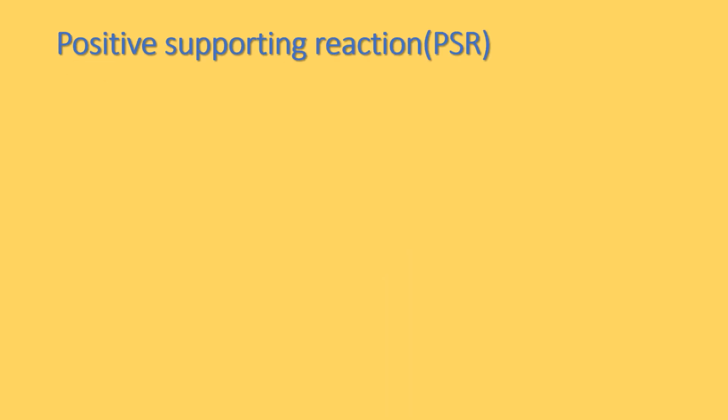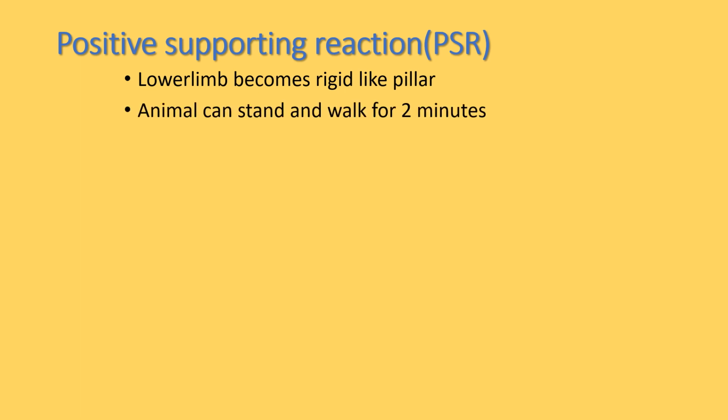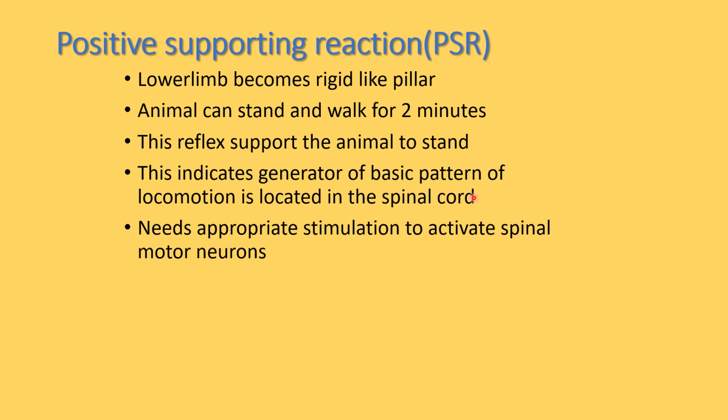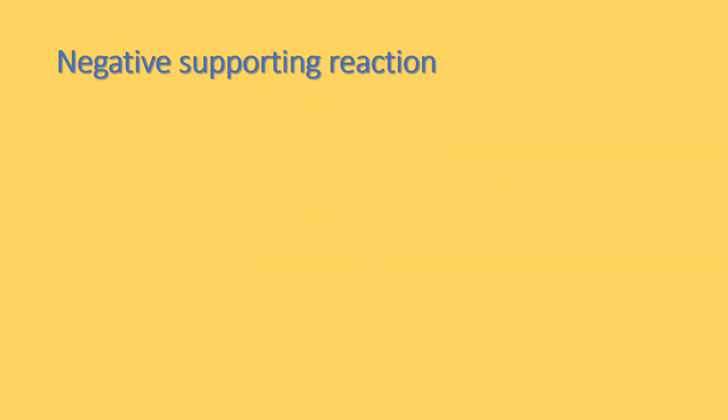In the positive supporting reaction in the experimental animal, the lower limb becomes rigid like a pillar. The animal can stand and walk for 2 minutes. This reflex supports the animal to stand. This indicates the generator for the basic pattern of locomotion is located in the spinal cord. It needs appropriate stimulation to activate the spinal motor neuron.